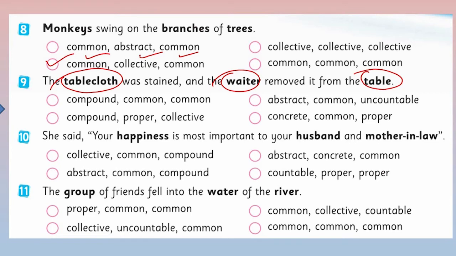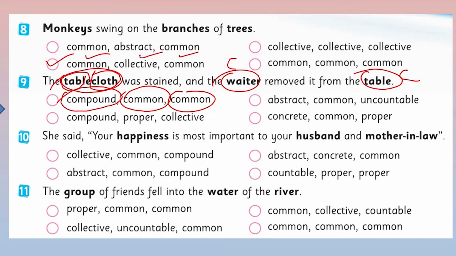Yes, tablecloth is a compound noun. Here the table is one word and cloth is another word. So these both are together and form a compound word. So compound, common noun and common noun. Waiter is also common noun. Table is also common noun.